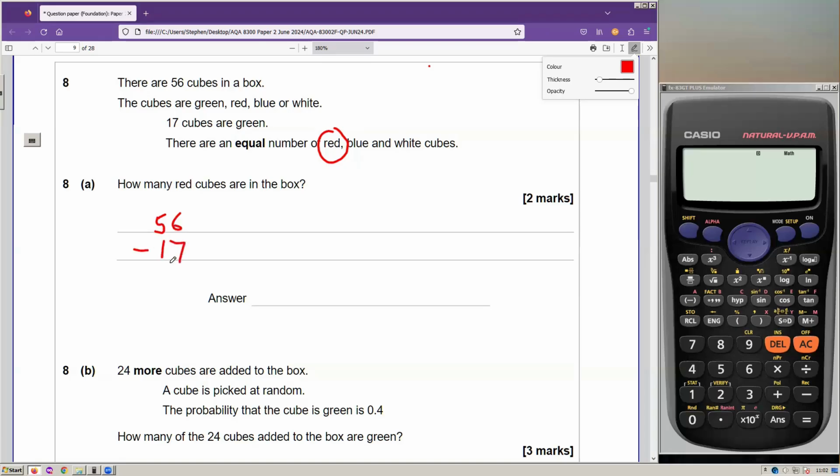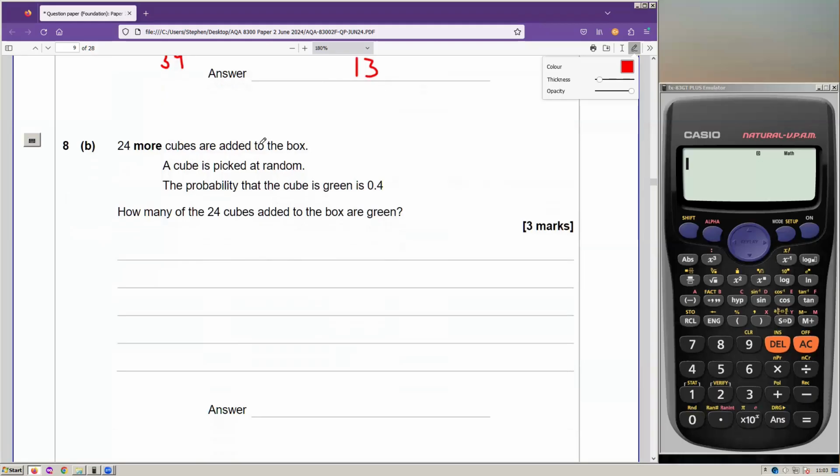Minus 17. 7 off of 16 is 9. 1 off of 4 is 3. 39. Okay, so we've got 39 of them. And they're split between red, blue, and white, which are all the same number. So we can divide by 3, which gives us 13, which I'll put down there. Okay, that's that. Of course, you can use the calculator.